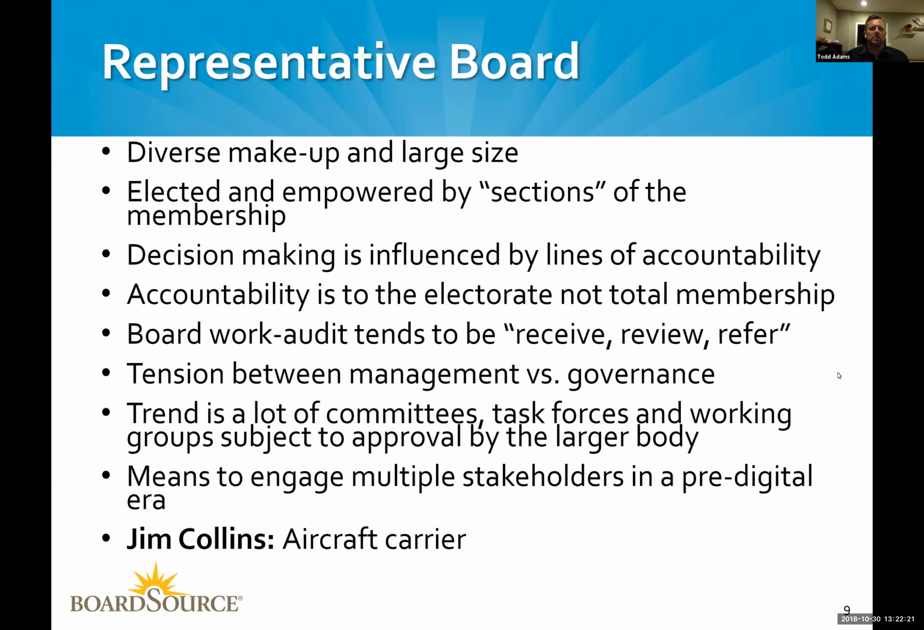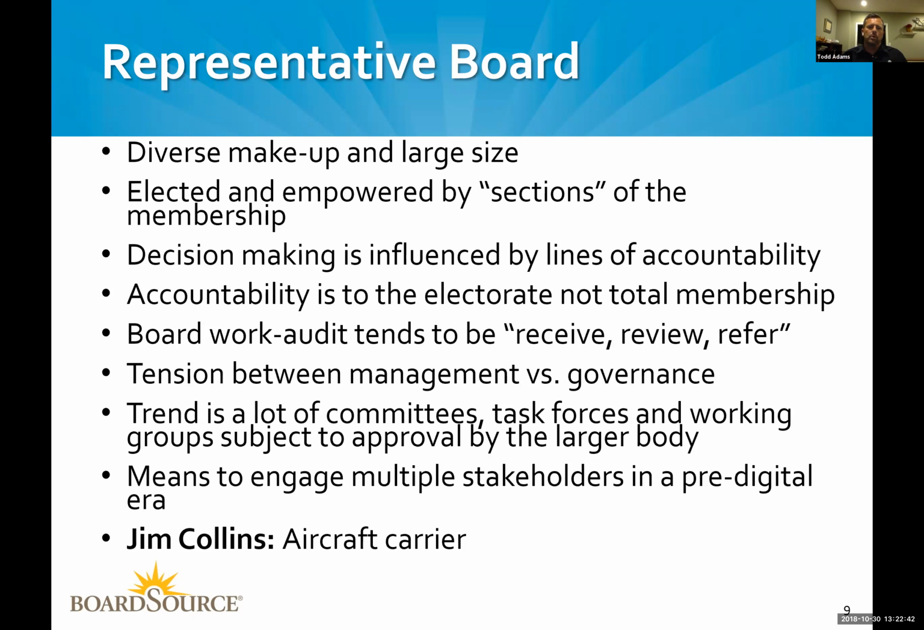Our third type of board that we deal with is a representative board. So if you have ever served on the general board of the Christian church, that is a representative board. These boards tend to be diverse in their makeup and very large in size. So then somehow you have to manage the size. So they are still elected and empowered by the members who sent them there.